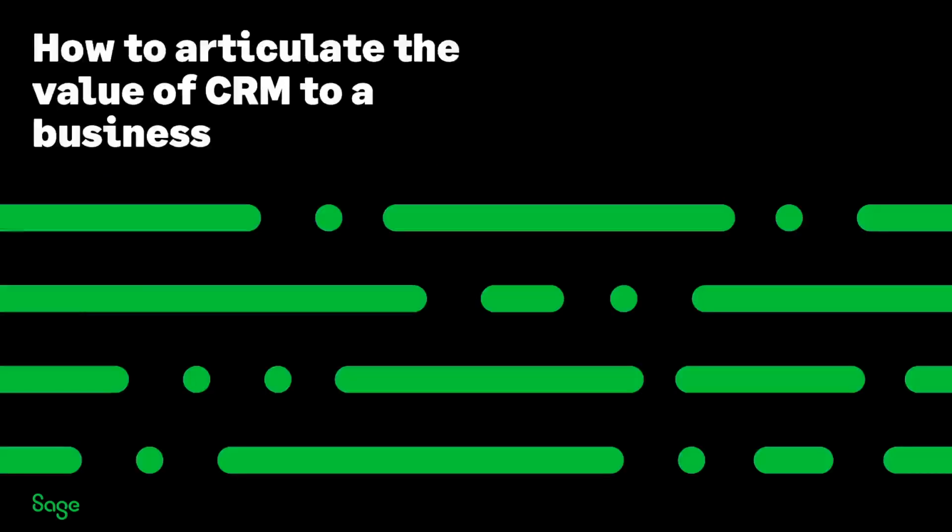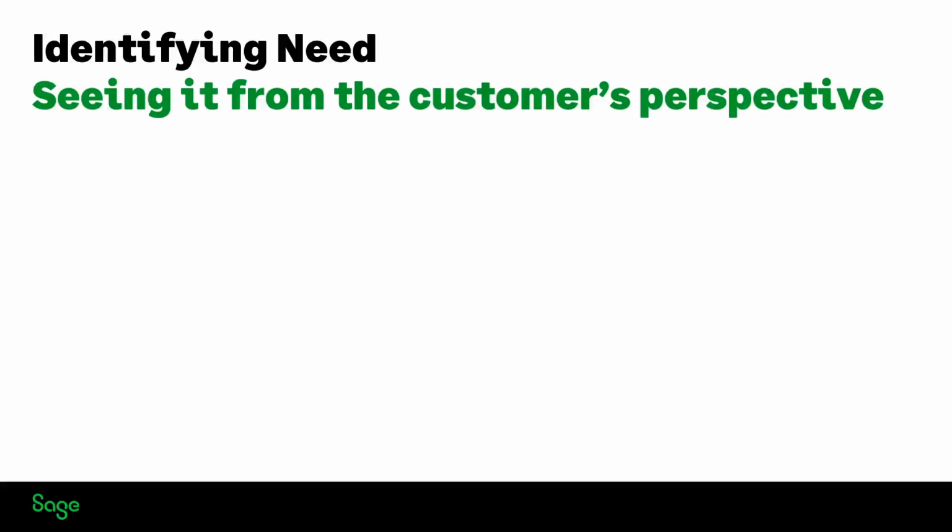So let's move on. Welcome to this, how to articulate the value of CRM to a business. Companies who are really successful at implementing CRM actually begin by taking a hard look at their internal business practices. These companies figure out early on that CRM isn't just a system, it's a strategy, a business strategy.